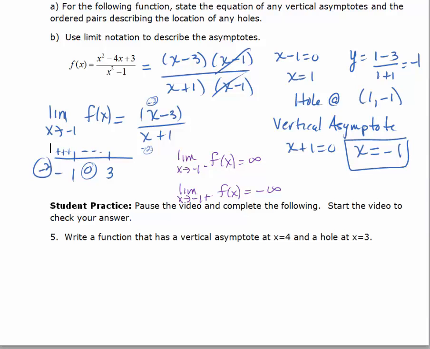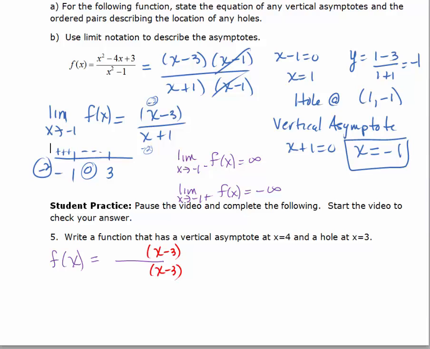Alright, I'm going to take you through my thought process when I'm trying to figure this out. And so what I know is I'm going to come up with a rational function. I know that in order to have a hole at x equals 3, I have to have a common factor in the numerator and the denominator of x minus 3. So that's going to take care of my hole. In order to have a vertical asymptote, I'm going to have a factor left over after reducing, a factor of x minus 4. That would give me a vertical asymptote of x equals 4.